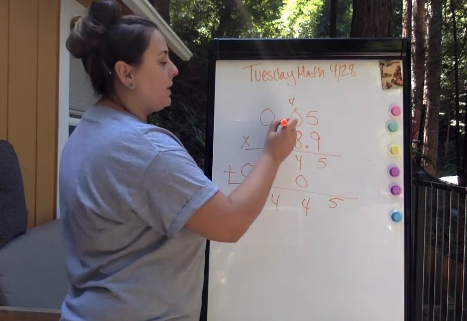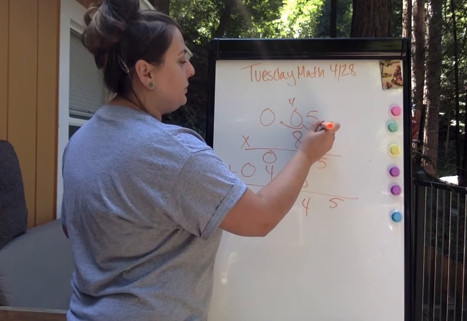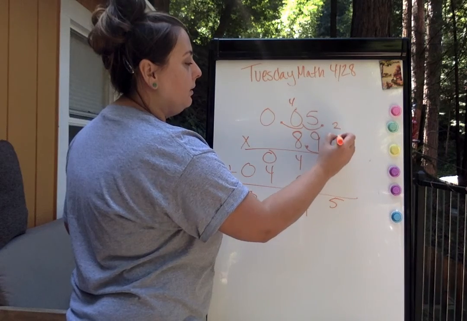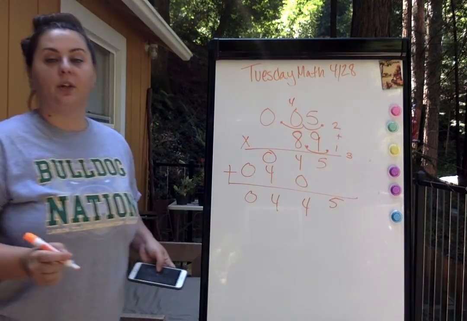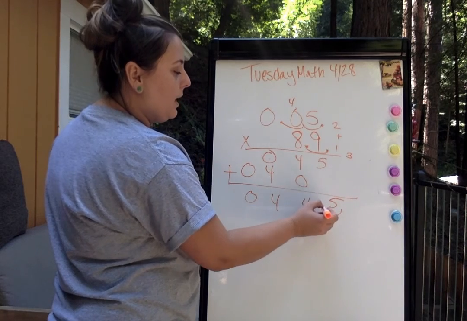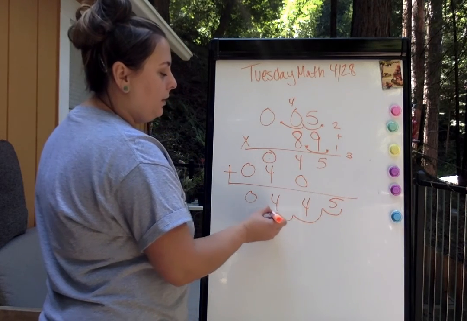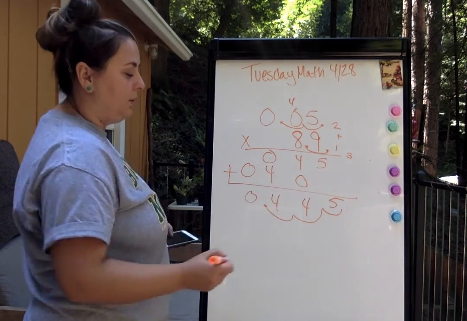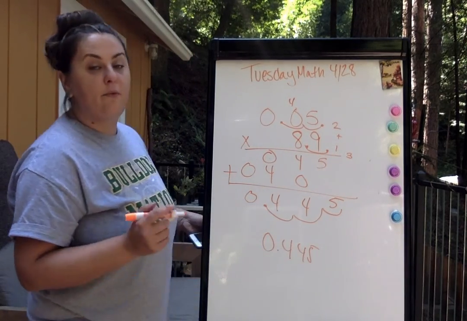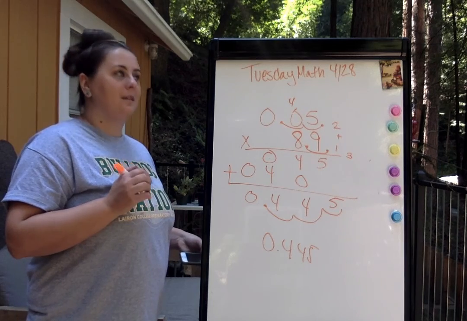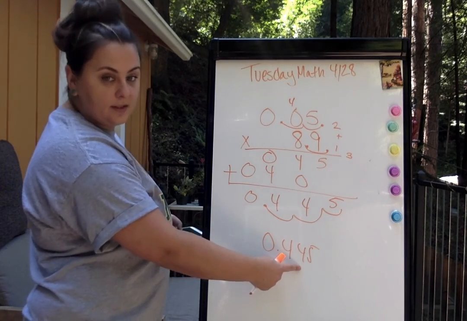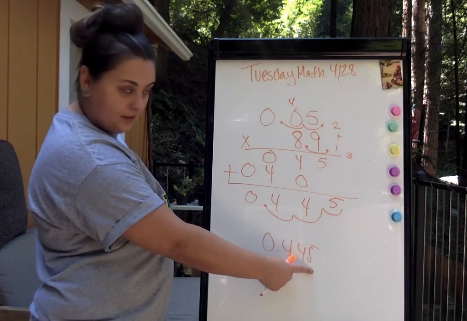Now, to figure out where you put the decimal point, you're going to count the number of spaces to the right. So you've got 1, 2 here. You've got 1 here. Add them together. Grand total of 3. So start at the end of your whole number and come over 1, 2, 3. Your total will be 0.445 thousandths. Tenths, hundredths, thousandths. Okay?